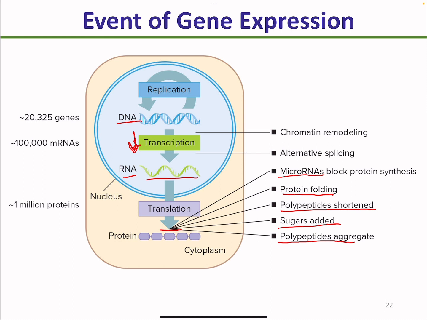Now let me go back to the nucleus. In the nucleus, as RNA is produced, we know that the initial RNA that is produced, the pre-messenger RNA, is not necessarily the messenger RNA. Alternative splicing is going to play a major role in the number of different RNAs that are produced.